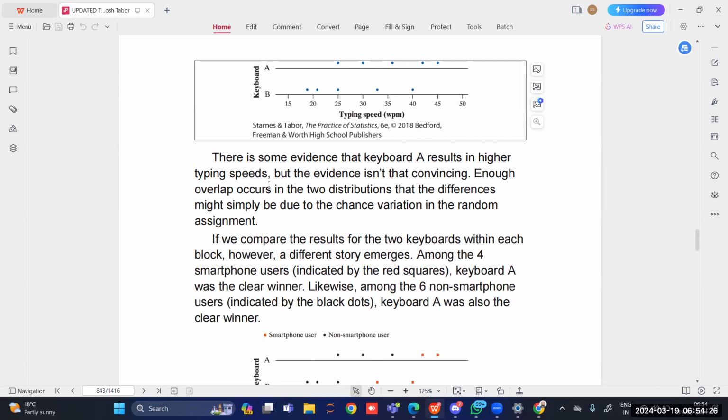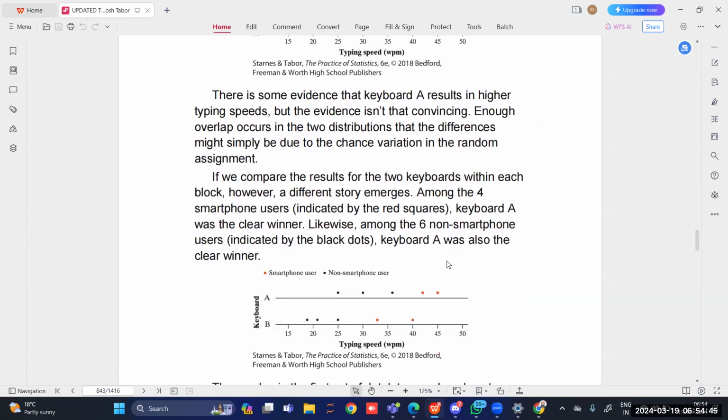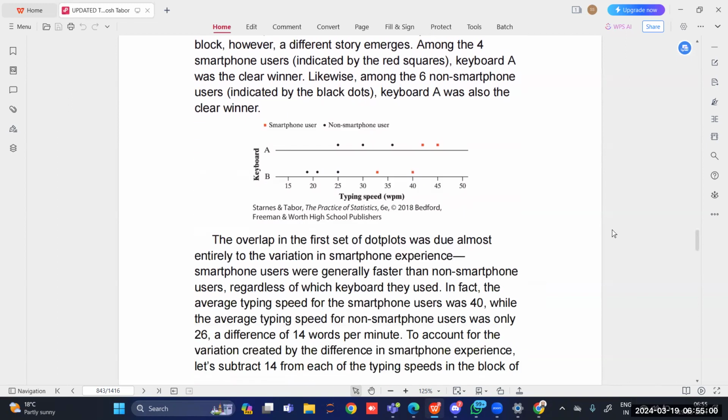So there is some evidence that keyboard A results in higher typing speed, but the evidence isn't that convincing. Enough overlap occurs in the two distributions that the differences might simply be due to chance variation in the random assignment. So what we have done, we have learned in dot plots how to distribute the parameters of our sample. We have marked the 2 students in red who didn't know how to use the smartphone. Then we compare, and in both comparisons you see that keyboard A is more efficient with the speed. Yes or no?